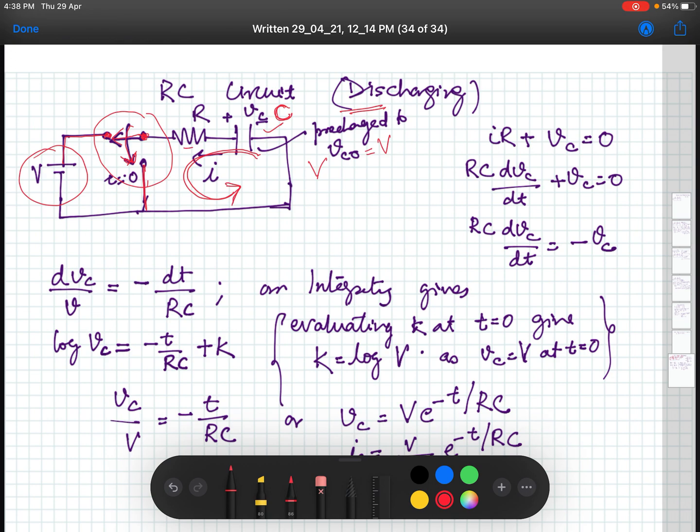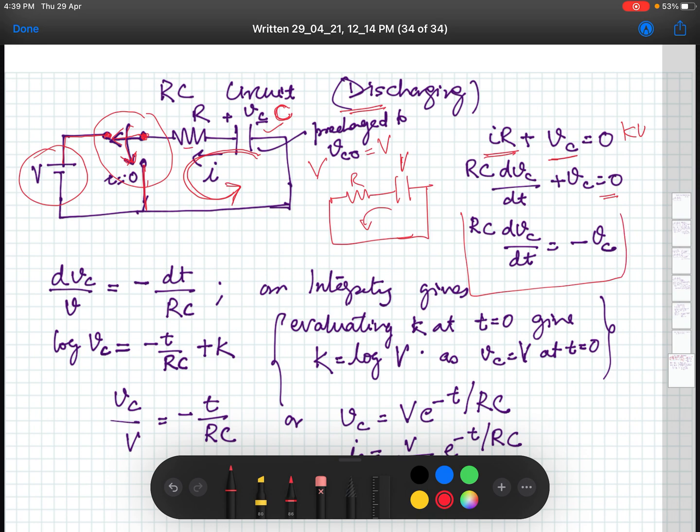a resistance R. So for that particular circuit, the RC circuit where the capacitor is pre-charged at V, this is the circuit we have. And for this circuit, if you wish to write the KVL equation, IR plus VC, where VC is the voltage across the capacitor and IR is the drop across the resistance, and both have to add up to equal 0.